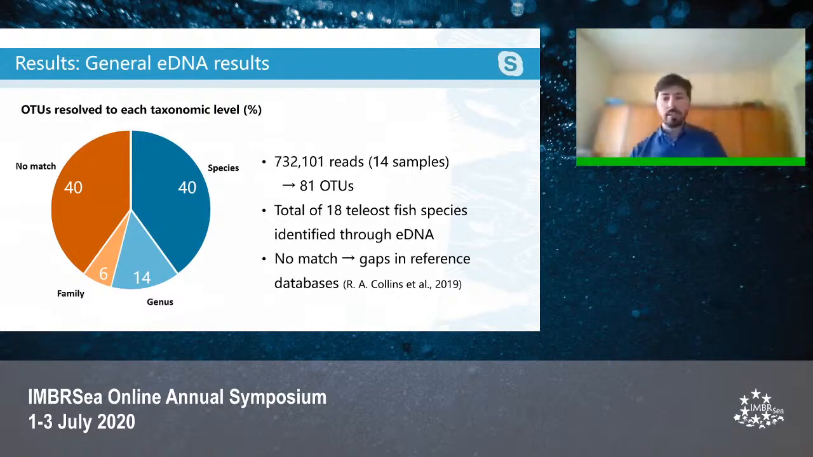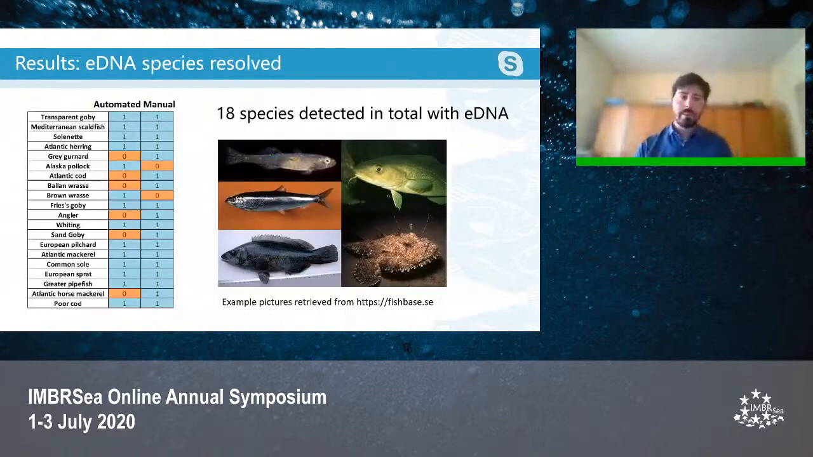And this is most likely due to gaps in reference databases, which is something Christina touched on in her thesis yesterday. So here's a list of our 18 species detected by eDNA with some pictured examples. We can see some economically important species like Atlantic cod.